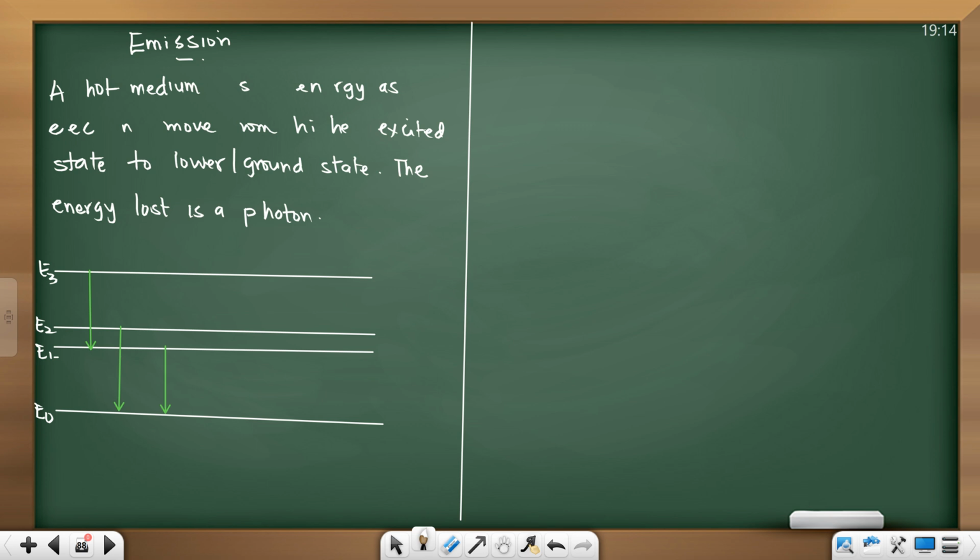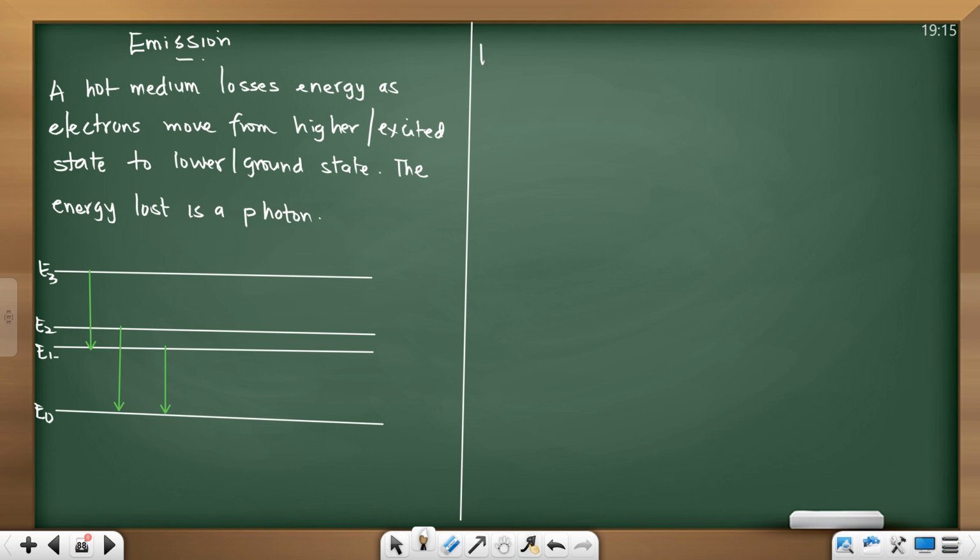I don't remember. Wait, a hot. Can you tell me the note? A hot medium does what? A hot medium loses energy as electrons move from a high excited state to lower ground state. As electrons move from a higher or excited state to a lower or ground state, the energy lost is a photon. Okay.